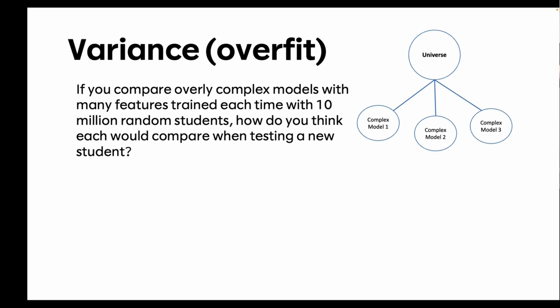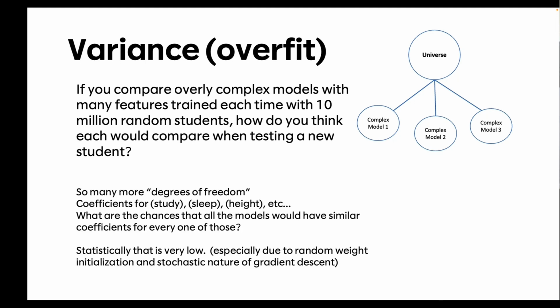And you build these complex models with 10 million students here and 10 million students here and 10 million students here. And now with those models, there's so many more degrees of freedom, right? So it can play with the M here and the M here and the M here and the bias here and do all these crazy things. What are the chances that all of these models would end up with very similar weights?